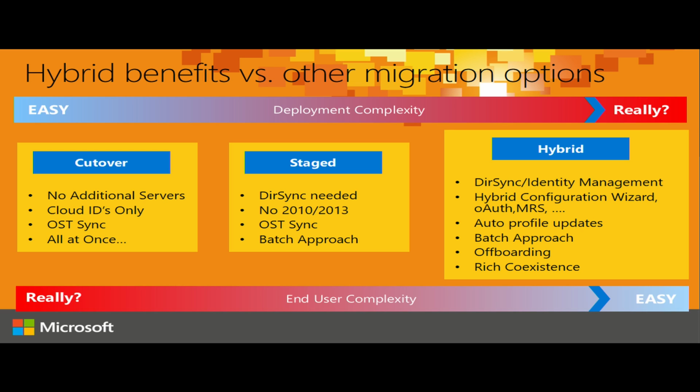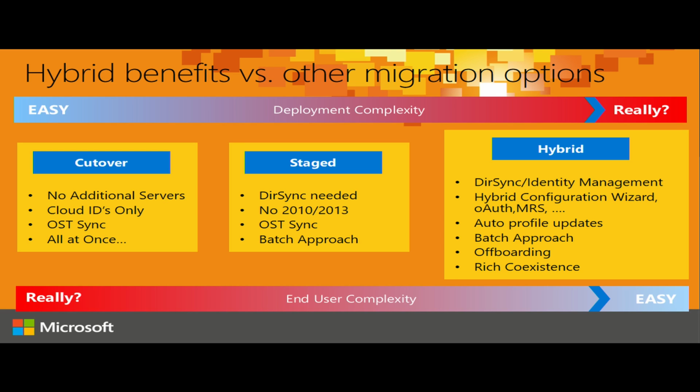So we could see there's two bars. At the top is the deployment complexity, right? So from left to right, the deployment becomes more complex. Cutover is easier because there's no servers required, directory synchronization is not required. But as we move to the right with hybrid deployment, we need these additional components in there.